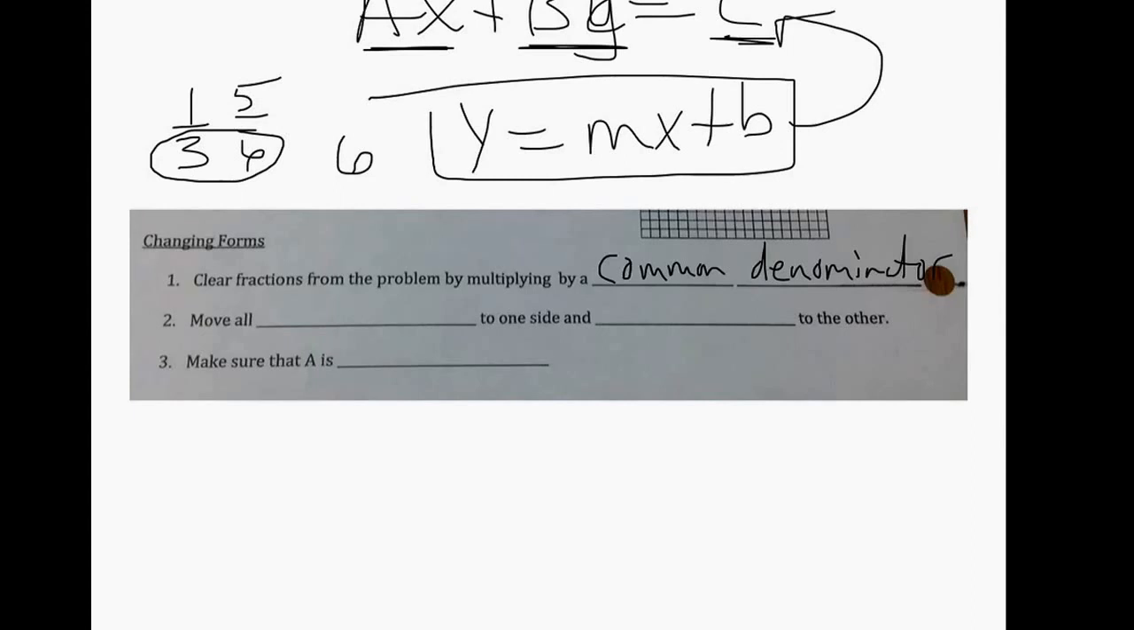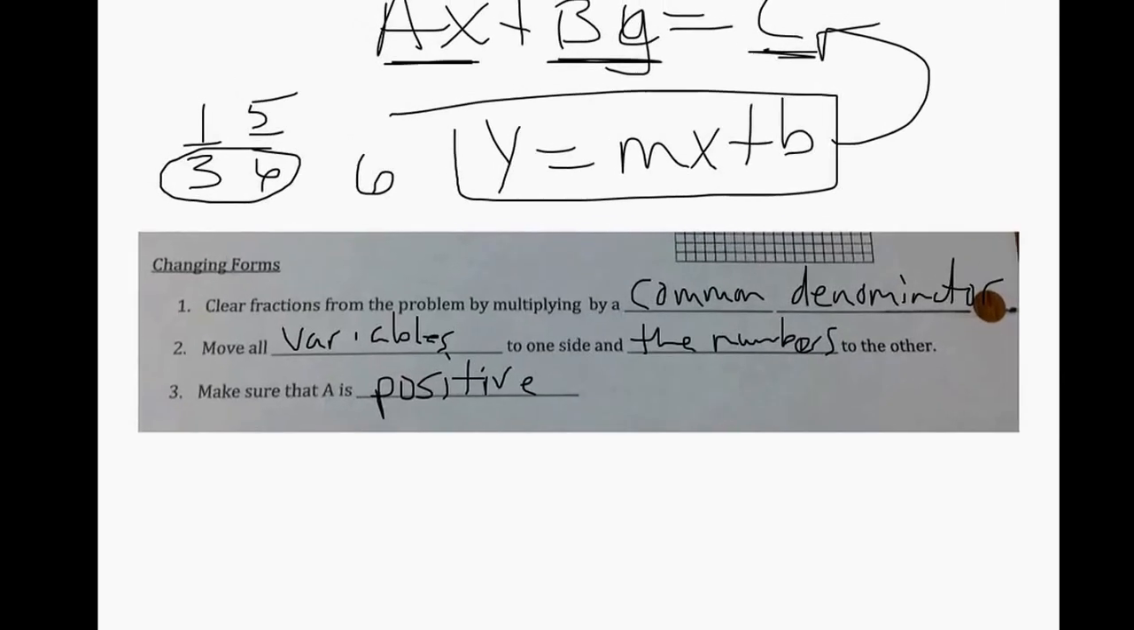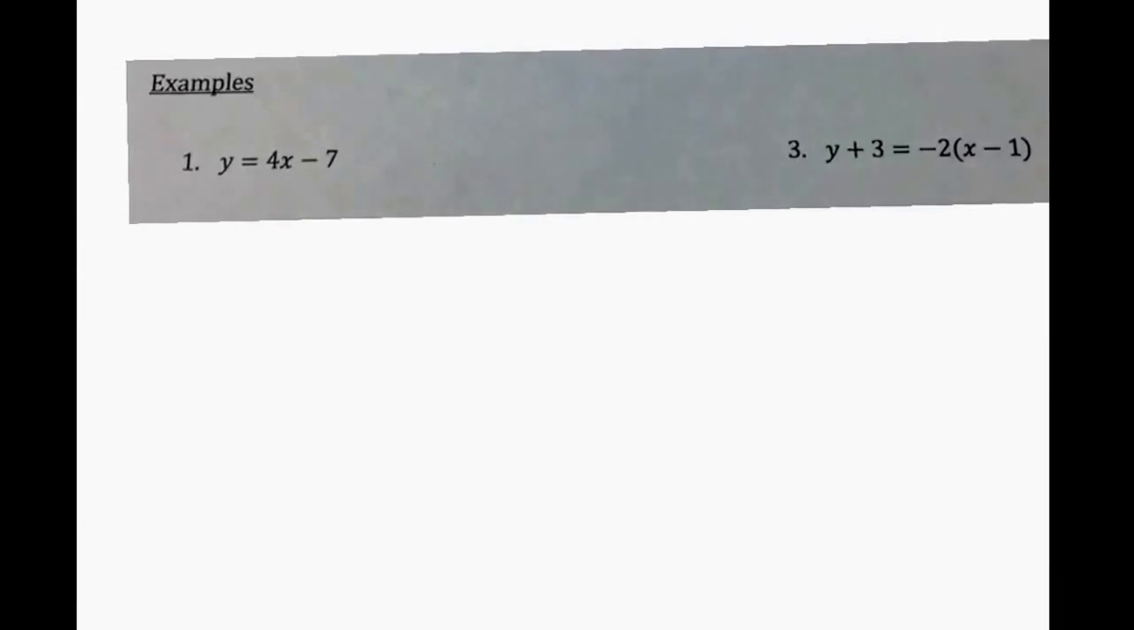So then the next thing, step 2, says move all variables to one side and the numbers to the other. And then at the end of the day, we've got to make sure that A is positive because that was one of the rules. Let's take a look at it. Alright, so we look at number 1. It has no fractions, so we don't have to worry about that.